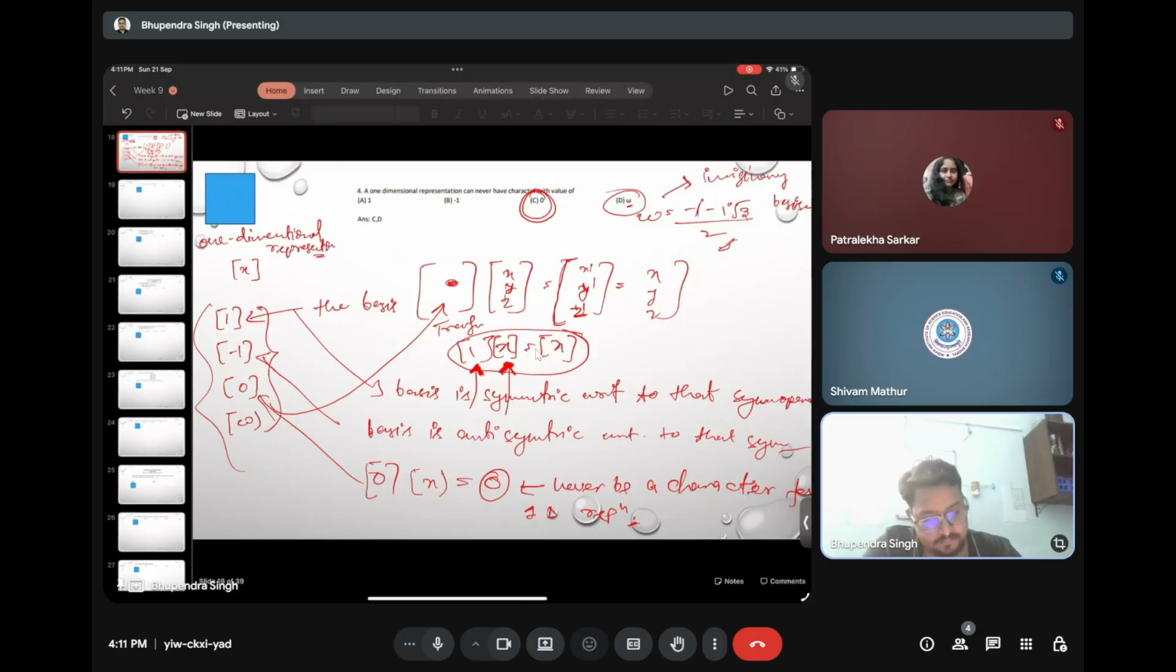So the third one, C and D cannot be the character of a one-dimensional representation. So is it okay to you guys? Patlekha and Shivam.